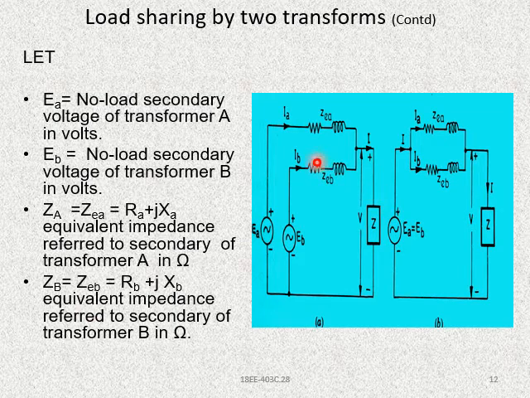Similarly, ZB, which is over here, is called ZEB, which is given as RB plus jXB. This is R and this is X, which is nothing but the equivalent impedance referred to the secondary of transformer B in ohms. Please make a note of all these things so that we can move on to the next slide. This is an important topic, where it can be asked either in a theoretical or descriptive way, in a derivation way, or a problem can also be asked in it.